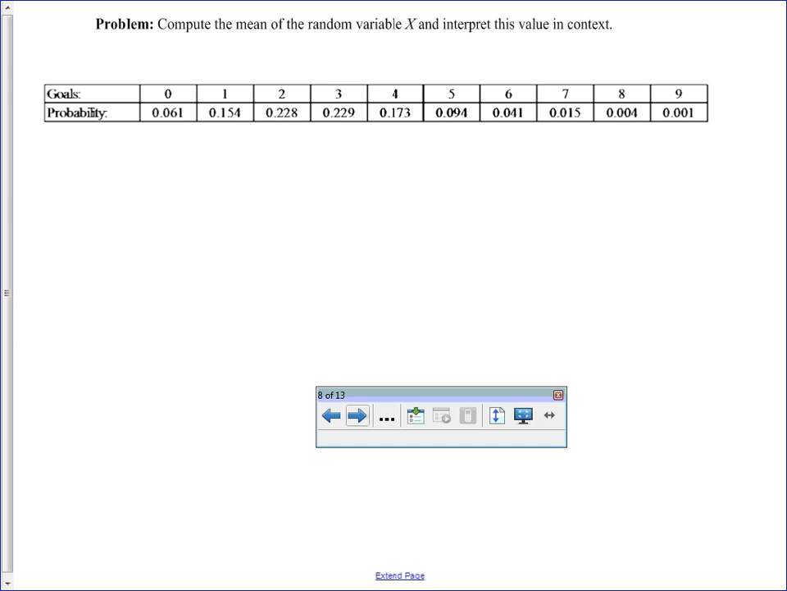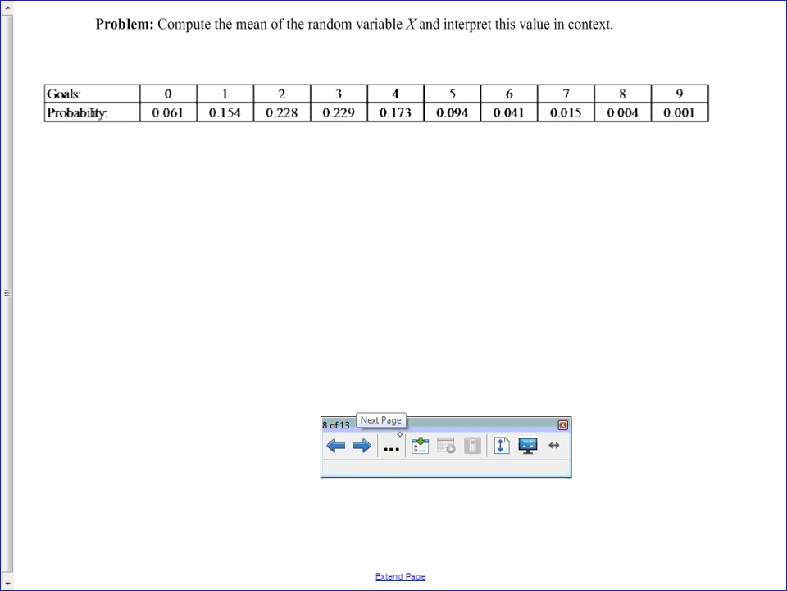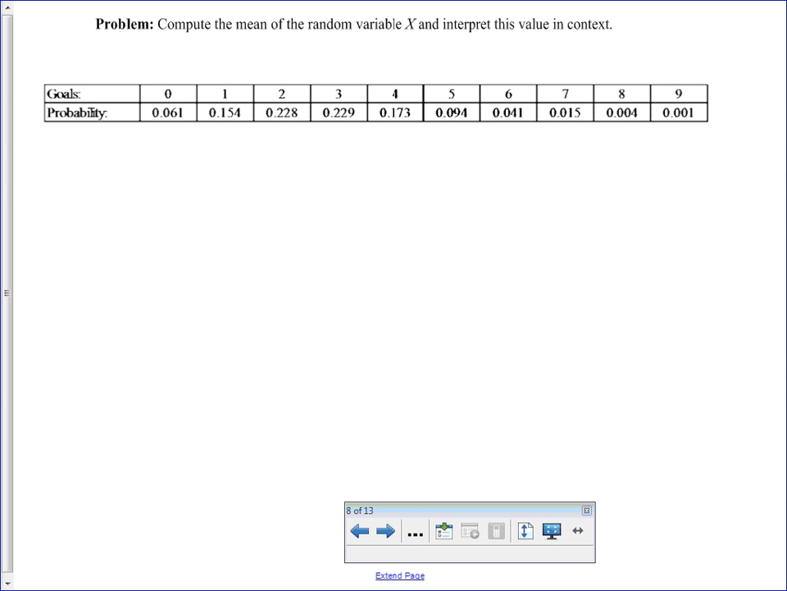So someone sat down and looked at all the goals scored in all NHL games in some year, and they said, all right, what is the most goals scored? And there's very few games that had 9 goals scored, and there's a few games where there was 0 goals scored, and they found over the entire season what was the probability of each. So how would we find the mean?